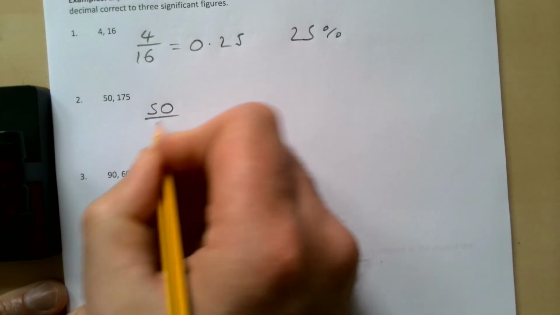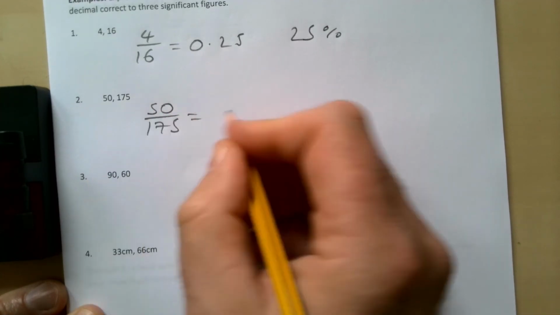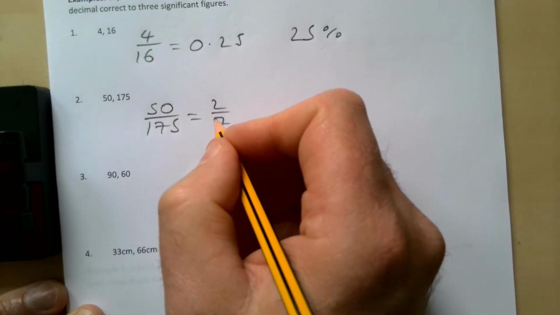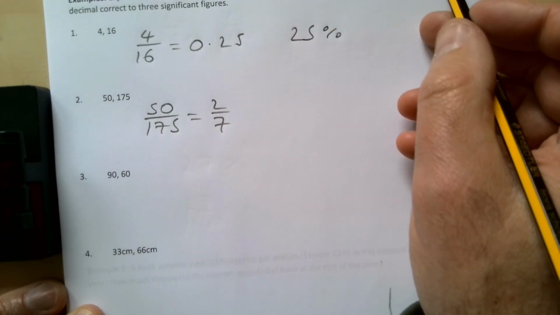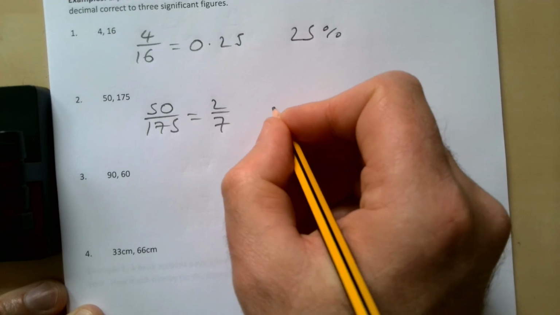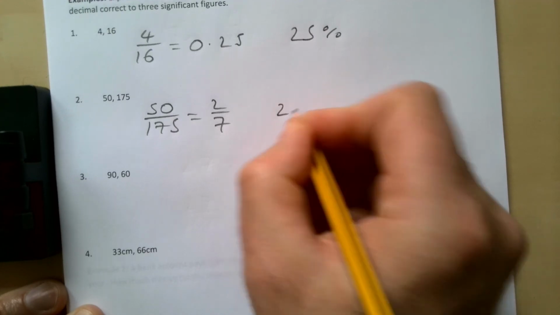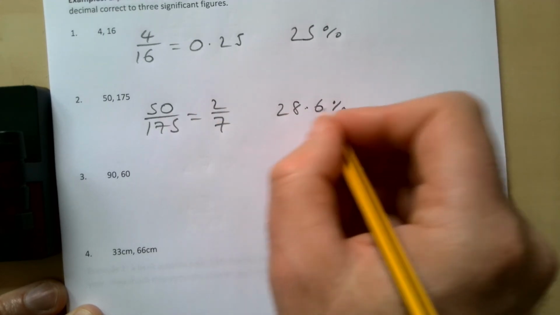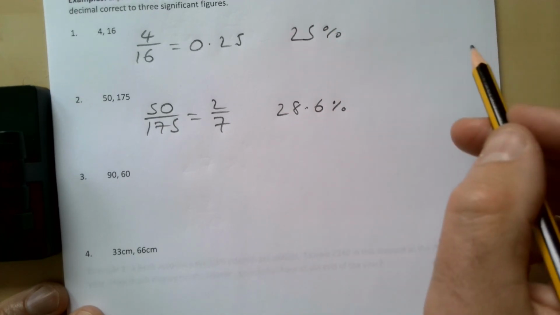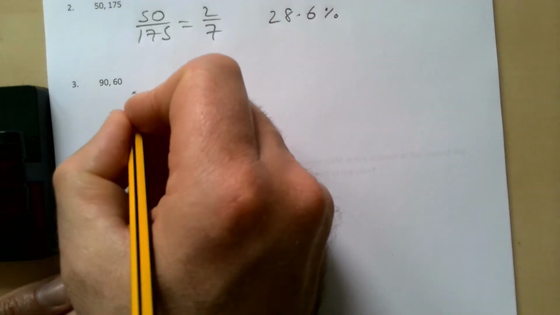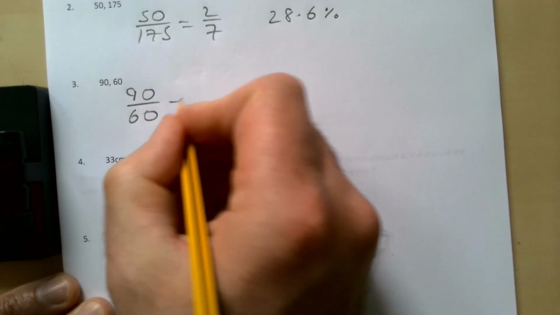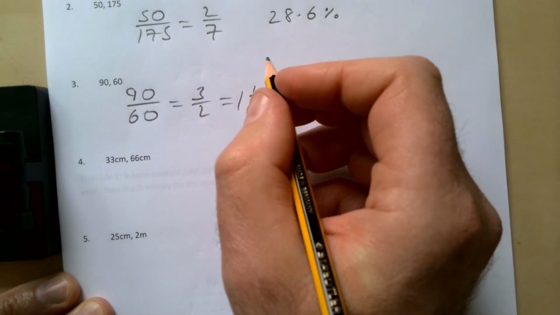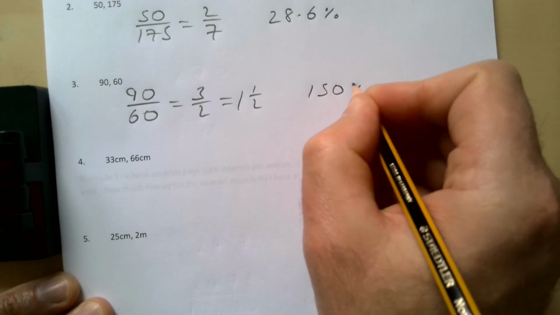50 over 175 isn't very nice. Dividing top and bottom by 25, we will get 2/7. And as a percentage, what do they want? Three significant figures. 28.6%. So if you want, you could go 2 divided by 7 and you get 0.286, and then as a percentage, in terms of that, 28.6%. 90 over 60 is obviously 3 over 2, or if you want 1.5, then as a percentage that's going to be 150%.